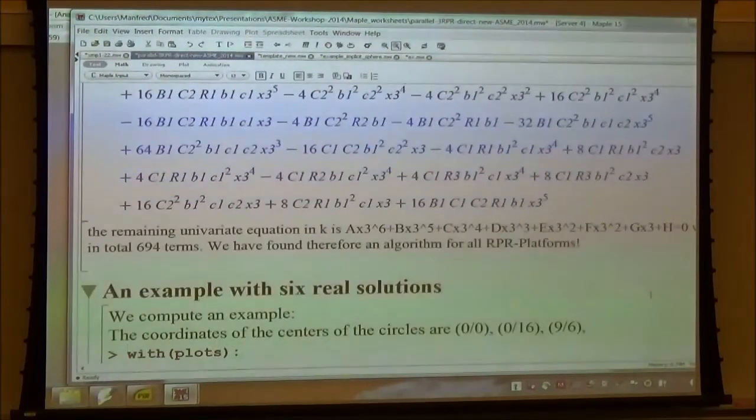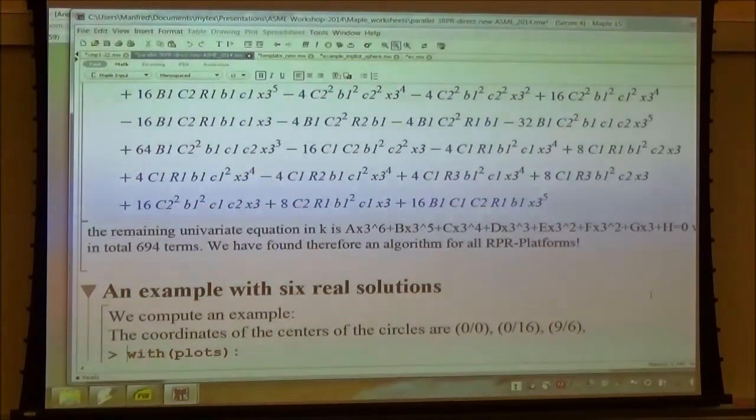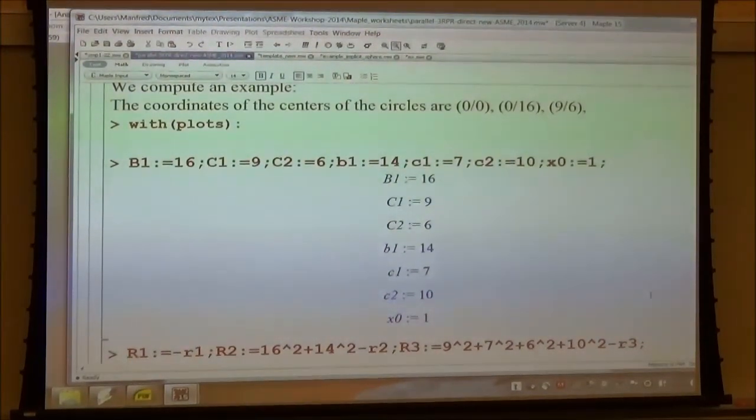And I show you an example with 6 real solutions. These are the parameters of the system. Now I'm specifying the base anchor points. These are these 3 coordinates. These are the moving ones. x0 equals 1. And I'm specifying the leg lengths here.